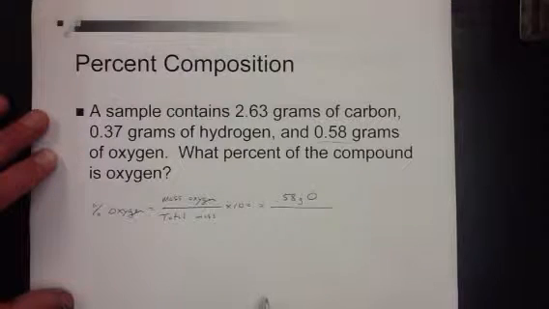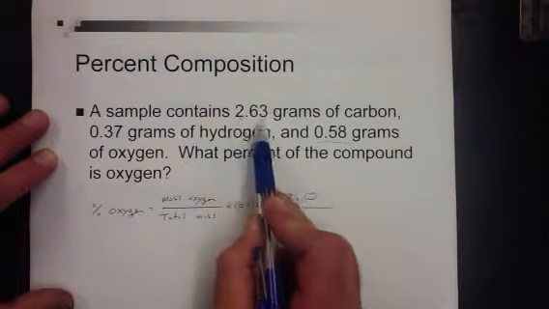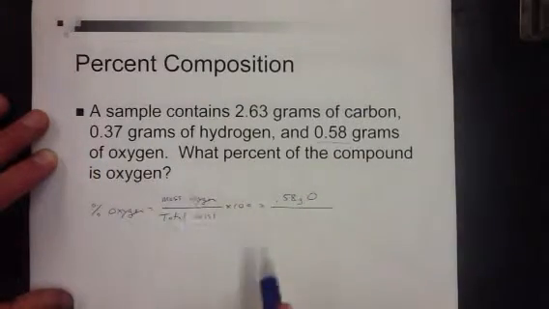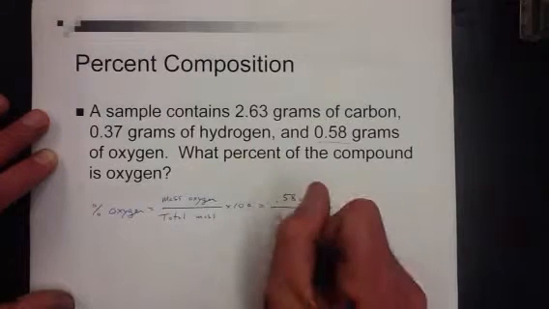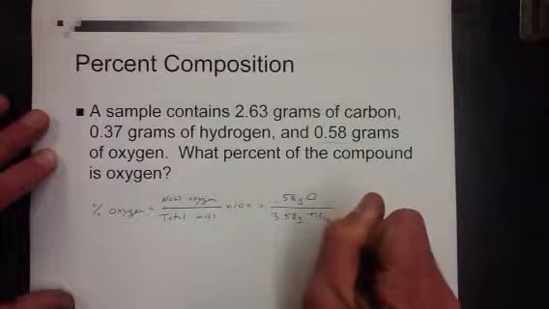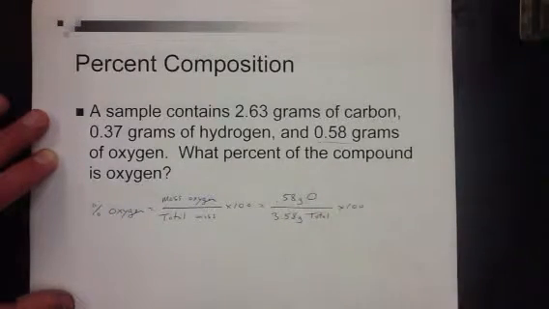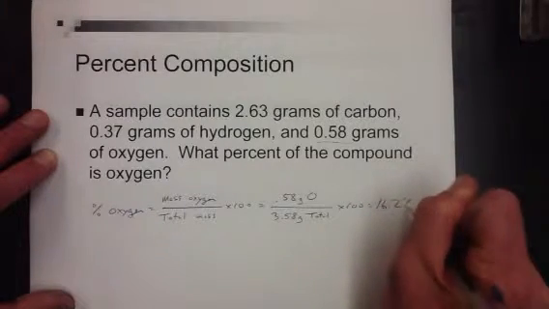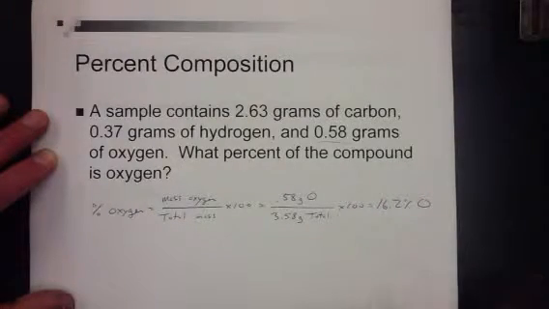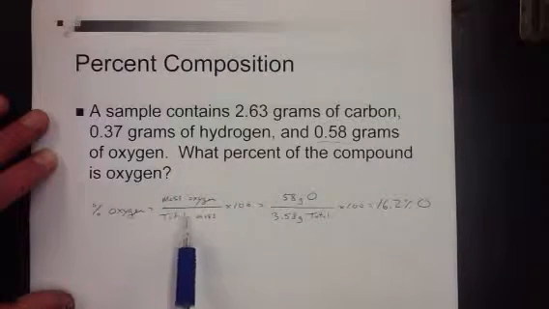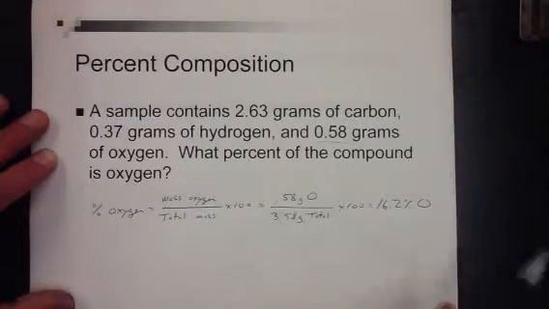And the total mass, so we're going to need to add together 2.63, 0.58, and 0.37. We add those together and get the total mass of the mixture, which is 3.58 grams total. And then we multiply that by 100 to make it a percentage, and you find out that it's 16.2% oxygen. So it's pretty straightforward. Just take the mass of the oxygen, or whatever you're interested in, and put it over the total mass, and then multiply by 100.